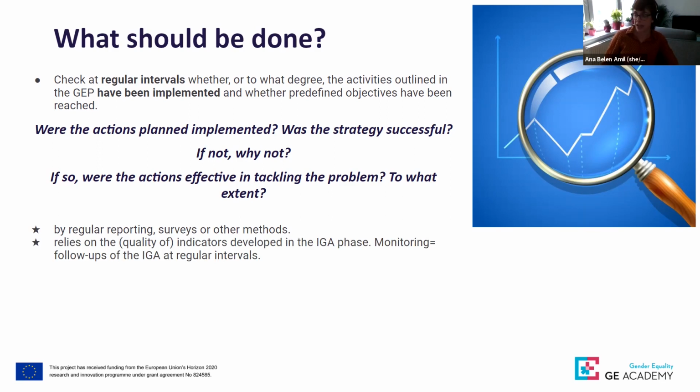So if you had clear indicators and smart objectives, it's going to be much easier to monitor and to have an accurate sense of progress. If your indicators were too loose and the goals were not smart, then it's going to be difficult to say if the action had an actual impact on the problem that you wanted to tackle. So you can conceive monitoring as basically a follow-up of the institutional regular assessment that is done at regular intervals.